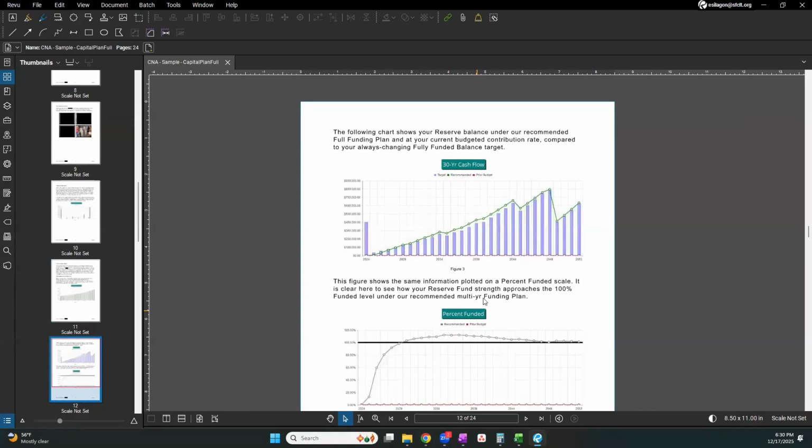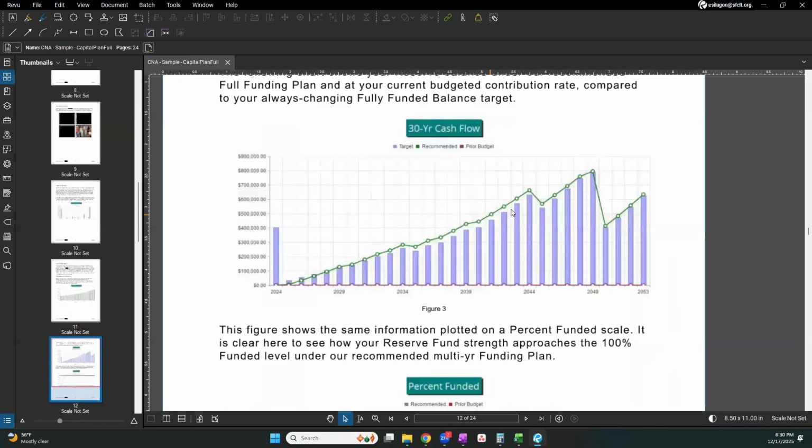All right, next we've got this 30-year cash flow chart. The blue bars represent the target fully funded balance. So in an ideal world, we would already have $402,000. And then we would, following a spend down and annual contributions, you can see what our target is for us to be considered fully funded.